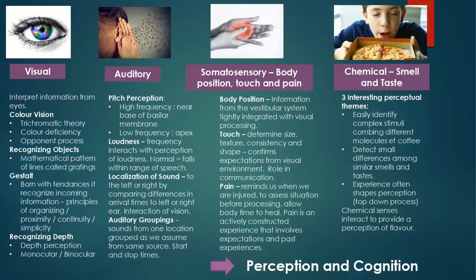And we as humans can detect small differences amongst similar smells and tastes. So we have very selective taste. You could eat a piece of meat and go, oh, that's off, and another piece of meat, that's not. So we can detect small differences amongst stimuli.